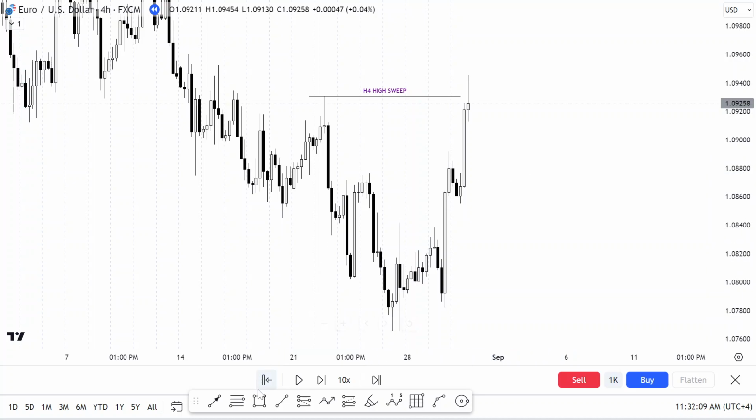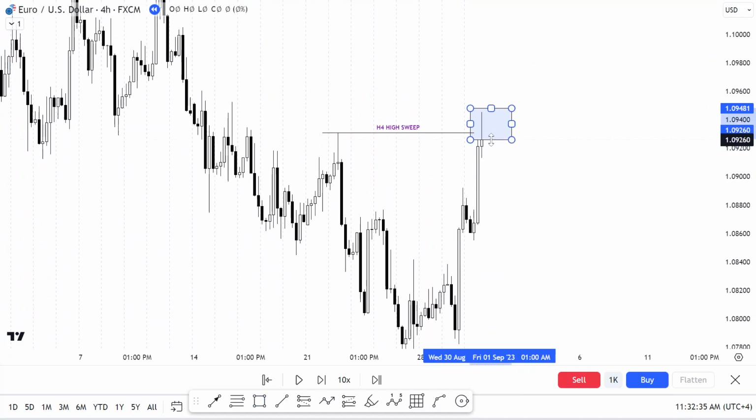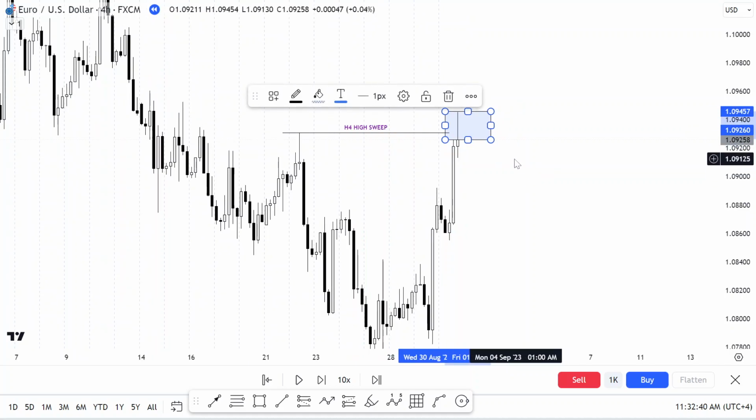So what you can do in the beginning, if you don't know how to mark the structure, please refer to my first video and you will see how you can mark your structure. So here in this scenario, we can see that this was the highest point of our 4-hour time frame. So the first step you need to do is mark the wick that took the previous high. Sweep it, right?